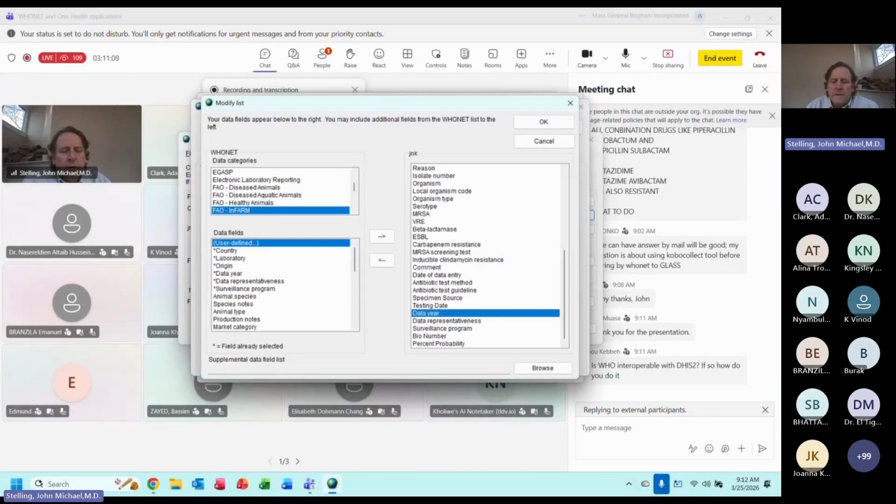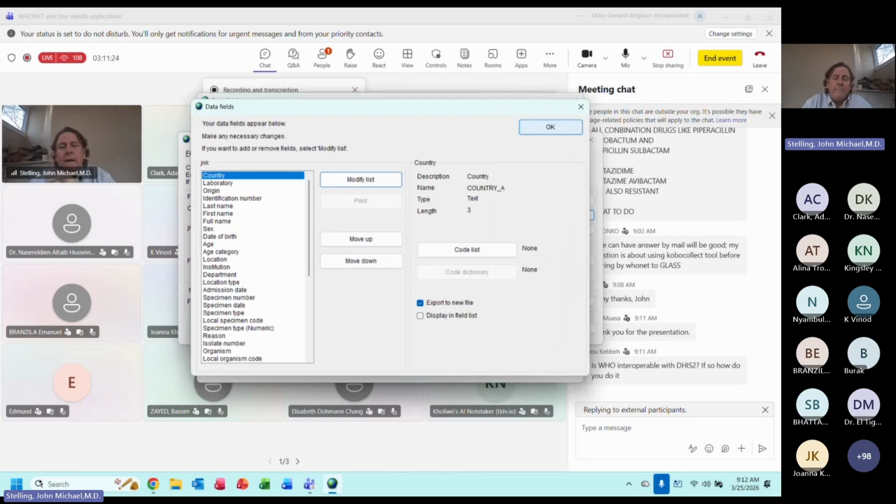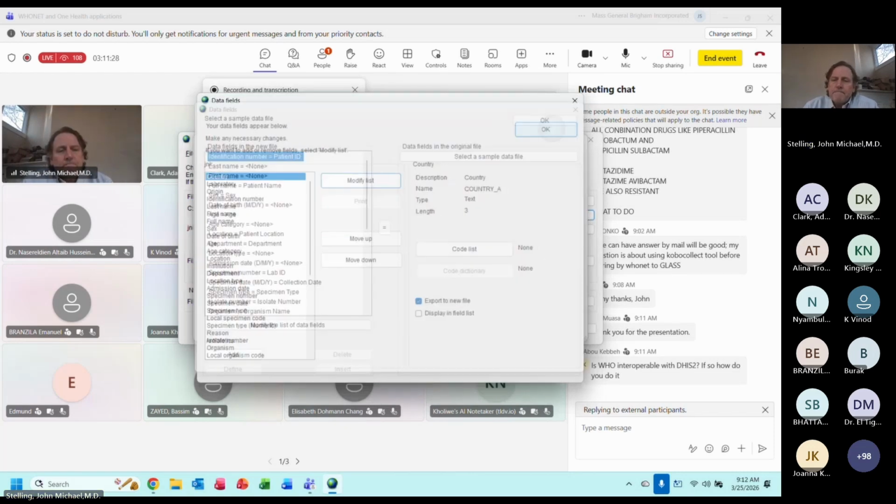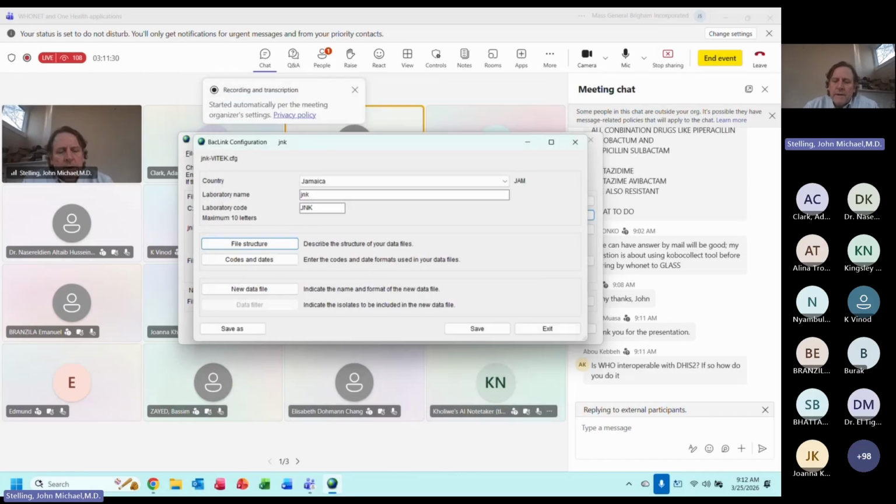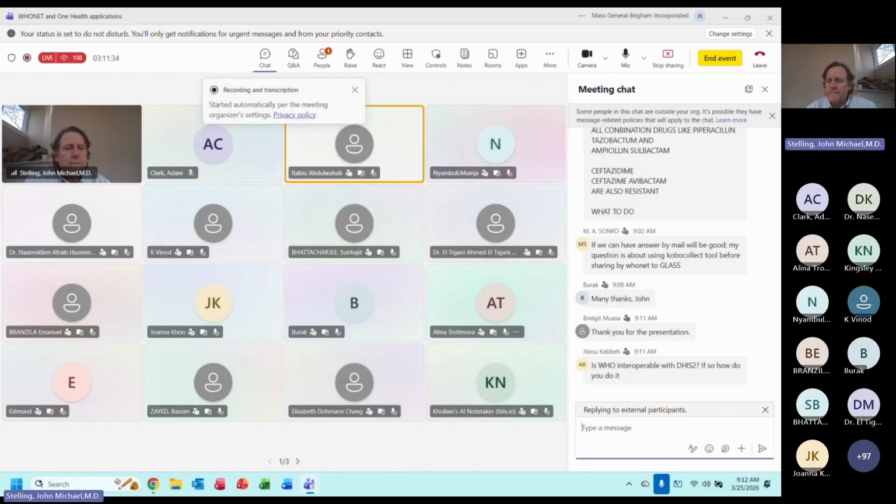And data year is simply the year of the data, knowing that the lab does not always know the precise date of collection or receipt. So just like I showed you for WHONET, BacLink has the same thing to add or remove things so that this list of fields that you see here can basically match your Excel file. Okay, save.